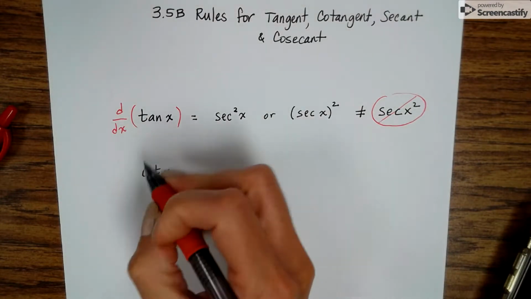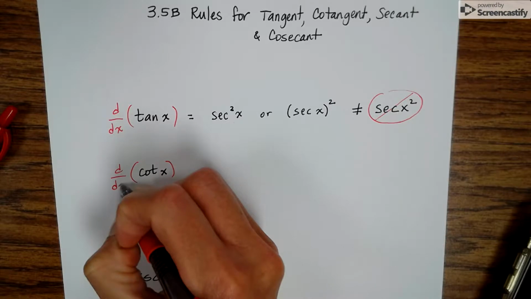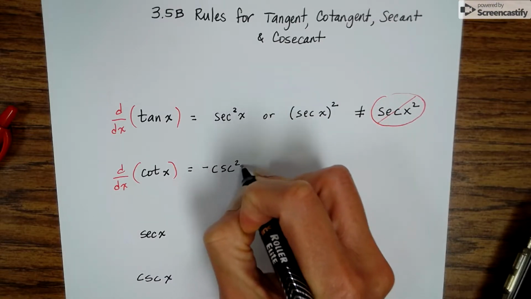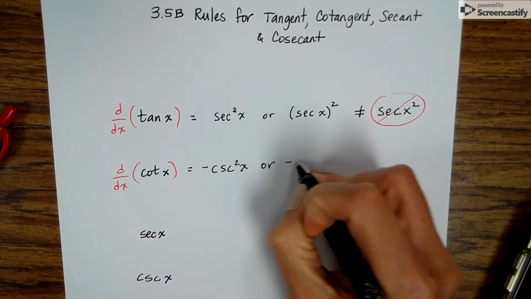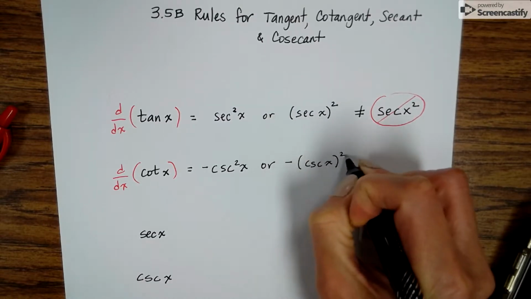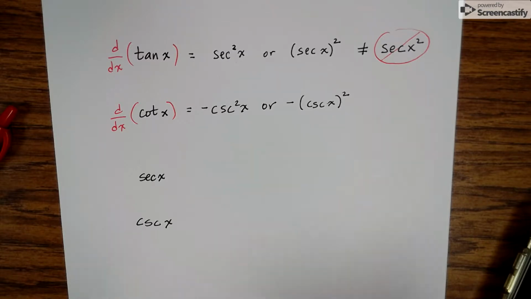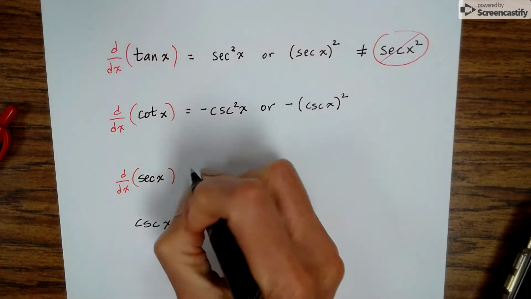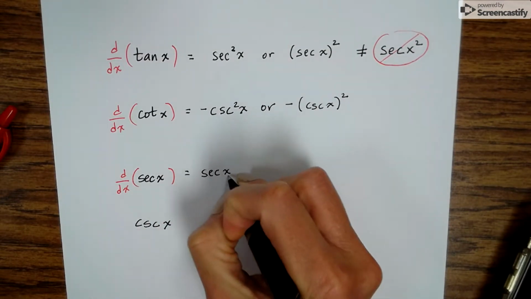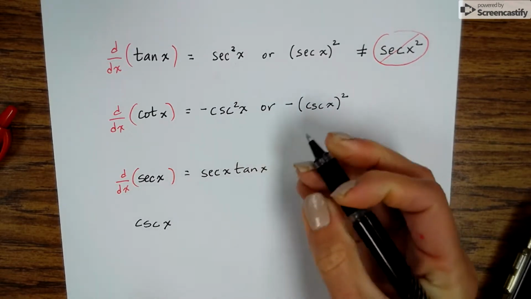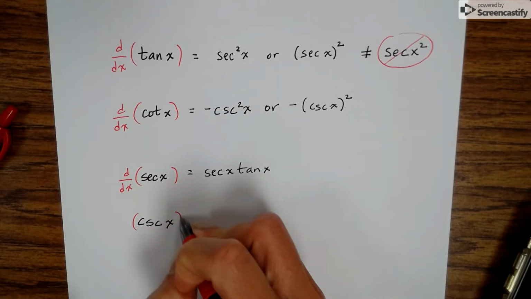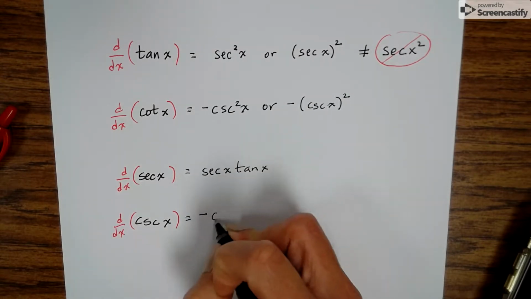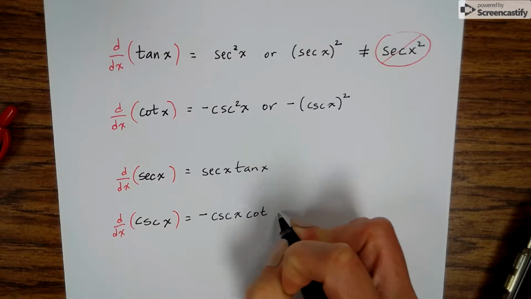The next one for cotangent, so the derivative with respect to x of cotangent is negative cosecant squared x or negative cosecant x all squared. For secant, the derivative is secant x tangent x. Don't forget that first x right there. And for cosecant, that one is negative cosecant x cotangent x.